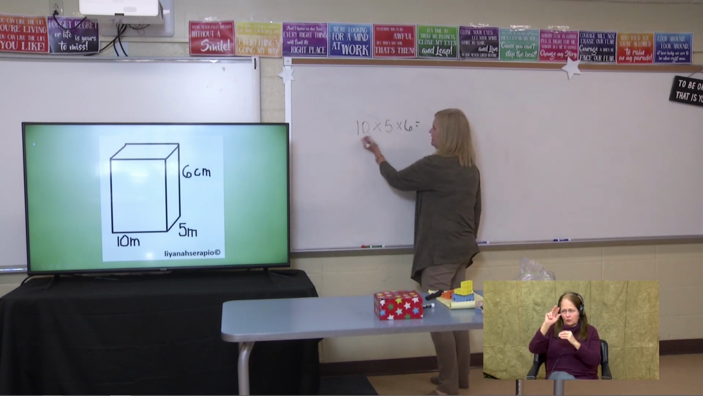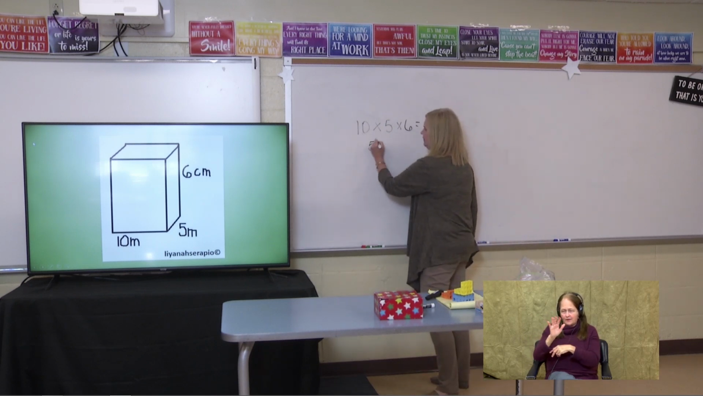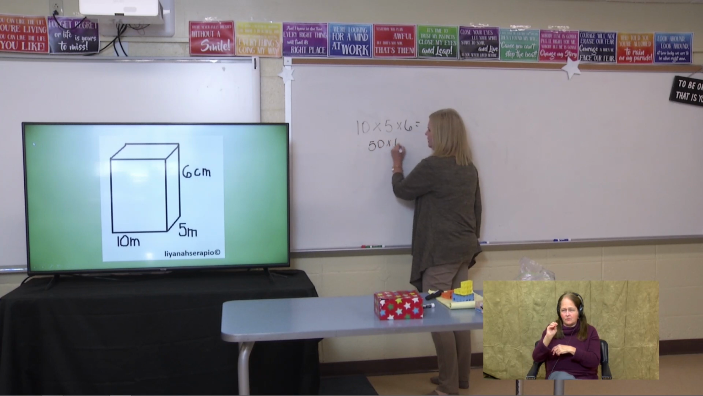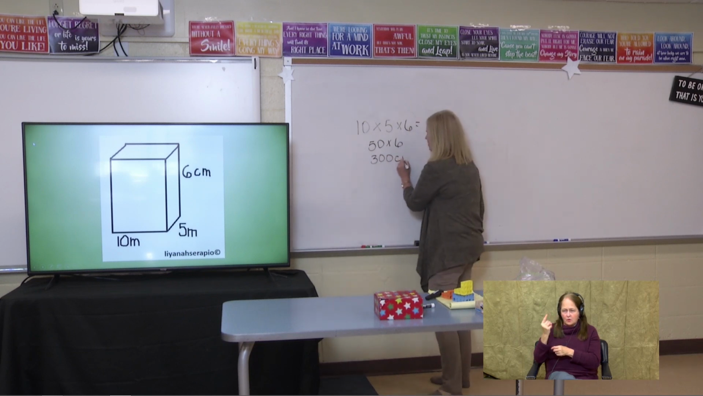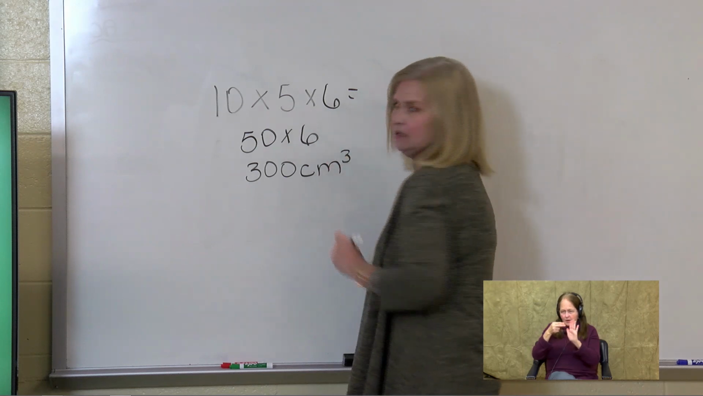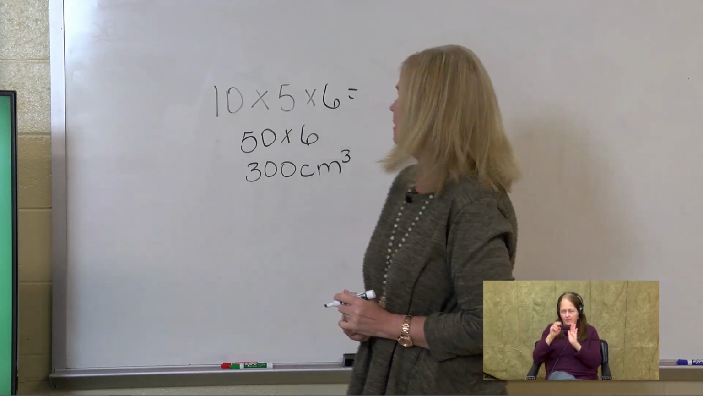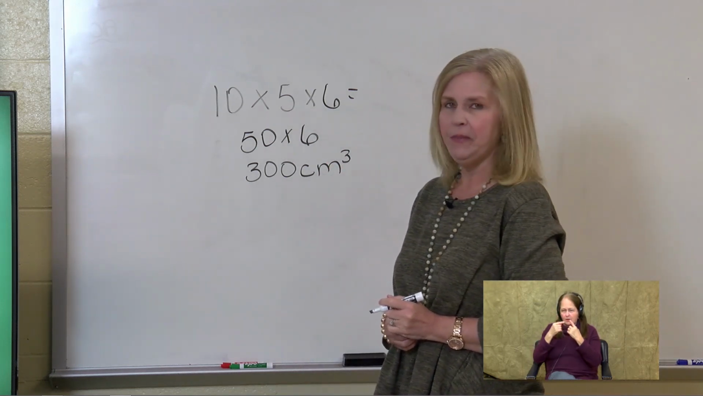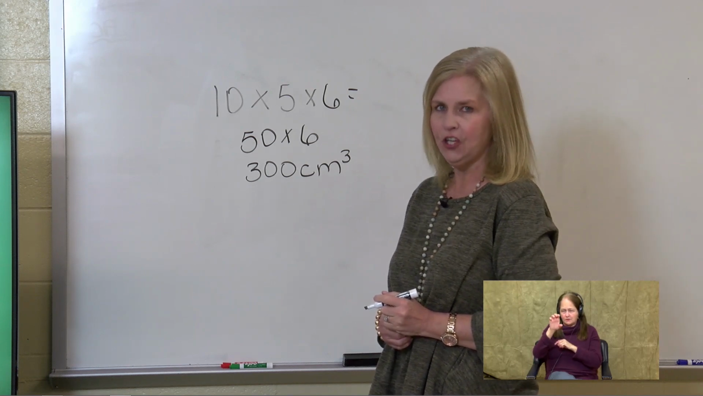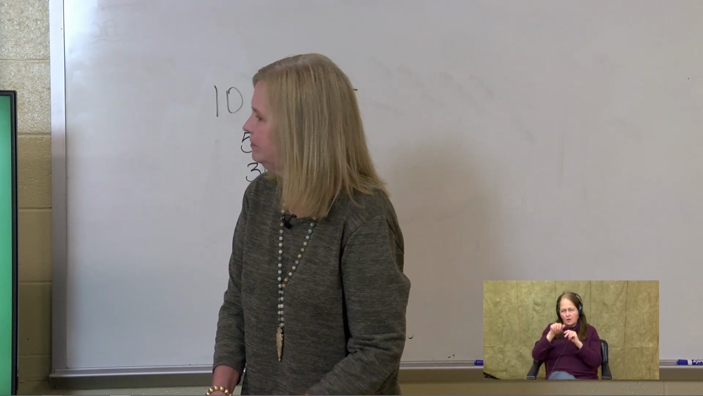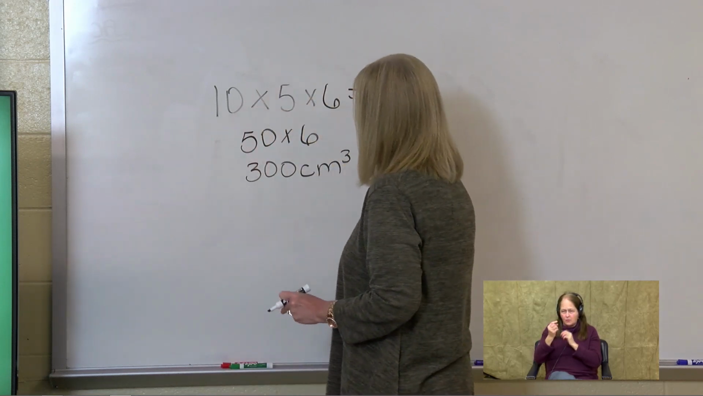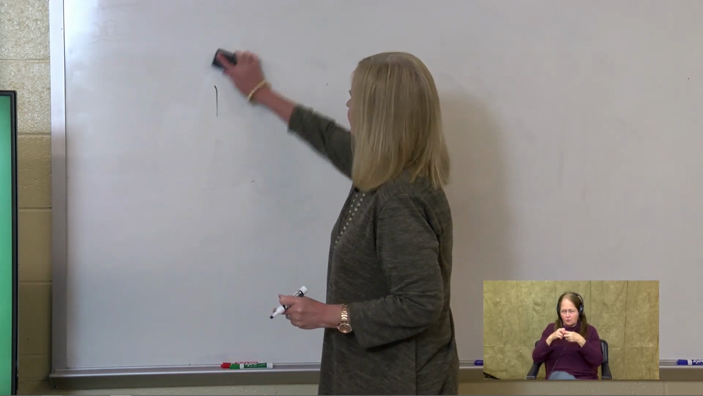So we have 10 times 5 is 50. And then 50 times 6 is 300, and I believe it was centimeters. Always remember to label your items: centimeters cubed. So the answer to this problem would be 300 centimeters cubed. Okay, let's look at another one. I made them a little bit more difficult as we went along.